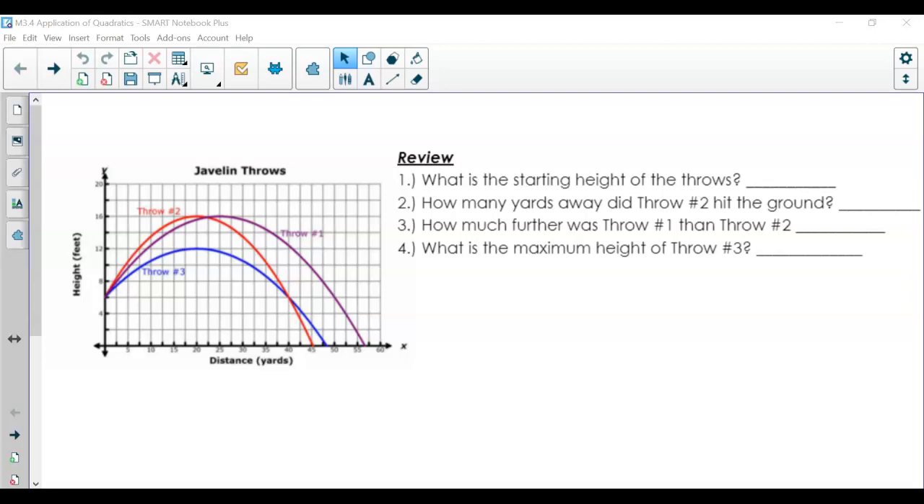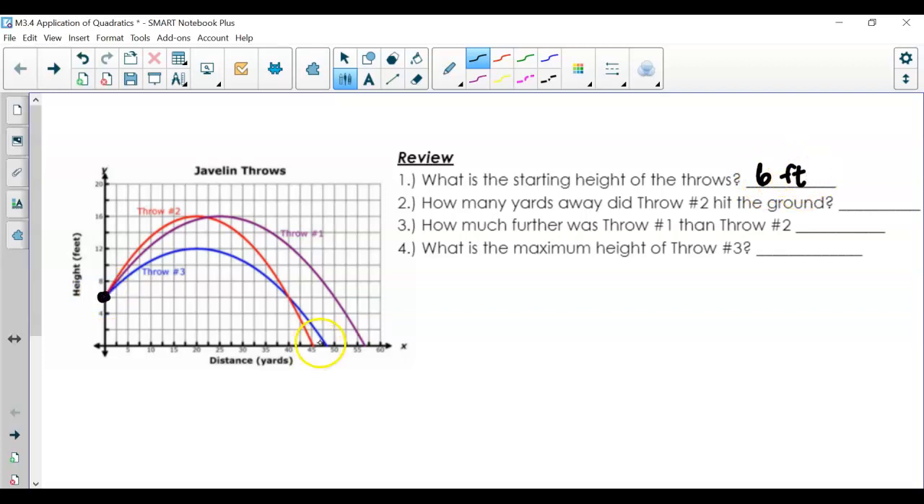And here we go. So what is the starting height of the throws? Well, notice how they were all the same. And you're counting by 2, so you should have said that the starting height was 6 feet. So right here, all 3 throws start. Now notice all 3 throws have a different landing and a certain distance in yards away from where they started.